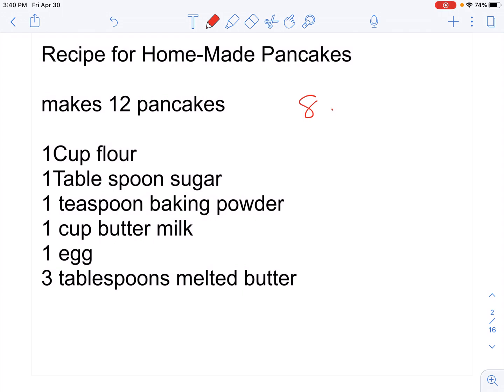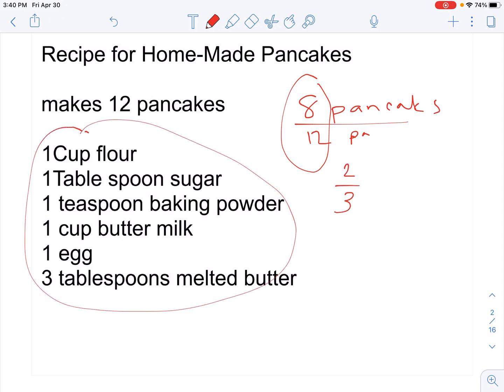And so if we want 8 pancakes out of 12 pancakes, then, and we reduce this fraction, we can divide it by 4. That's 2/3 of every ingredient over here. So that means I would add 2/3 a cup of flour, pretty easy to do.